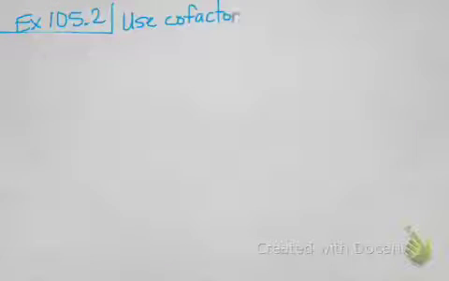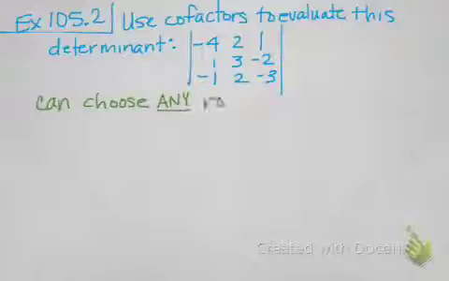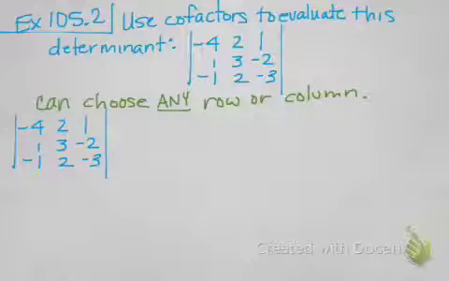Okay, so we'll do an example. Use cofactors to evaluate this determinant. When you're evaluating determinants using cofactors, you can use any row or any column that you want. We're just going to use the bottom row just so that we can see.